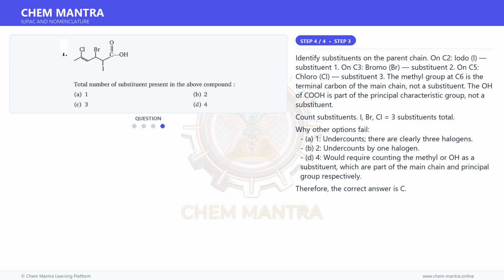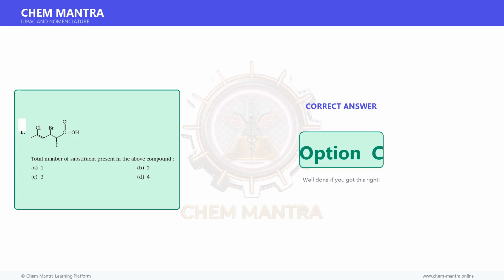Why other options fail? A. 1. Undercounts, there are clearly 3 halogens. B. 2. Undercounts by 1 halogen. D. 4. Would require counting the methyl or O as a substituent, which are part of the main chain and principal group respectively. Therefore, the correct answer is C. Therefore, the correct answer is option C.